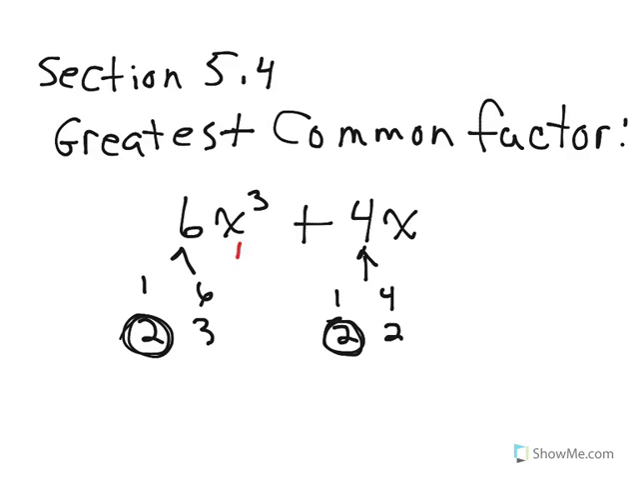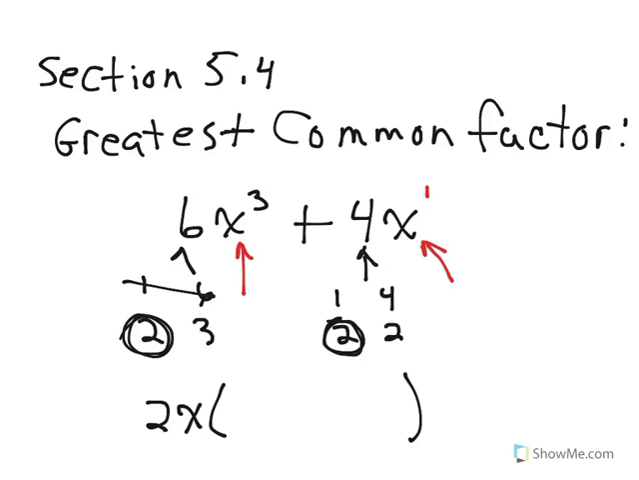Also, we look at the variables, x to the third power and x to the first power. They have a common factor of x to the first power. You can also pull that out. So we're going to pull out a 2 and an x, and the remaining factors go inside the parentheses.